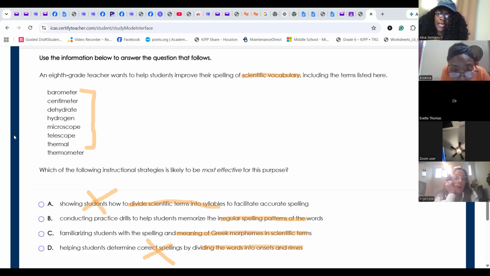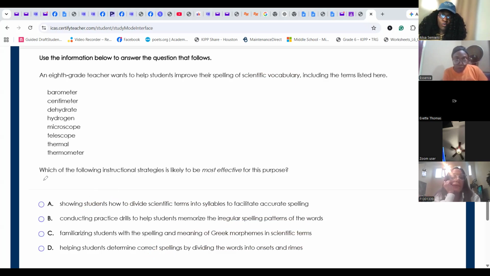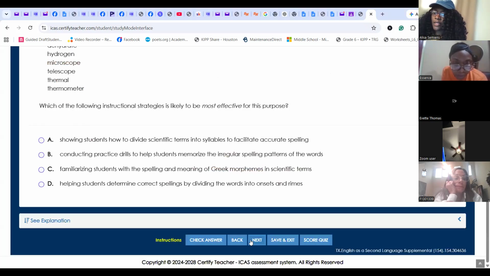So if you said C, you are absolutely correct. Familiarizing students with the spelling and meaning of Greek morphemes in scientific terms, right? So the meter, centi, tele, scope, right? Being able to break these words down, micro, meaning small, meter, centi, right? All of these are Greek morphemes. Being able to break the word down. Right, really nice work.